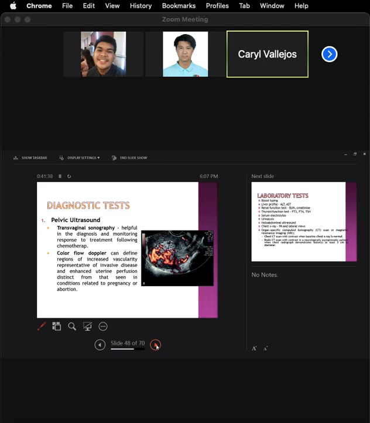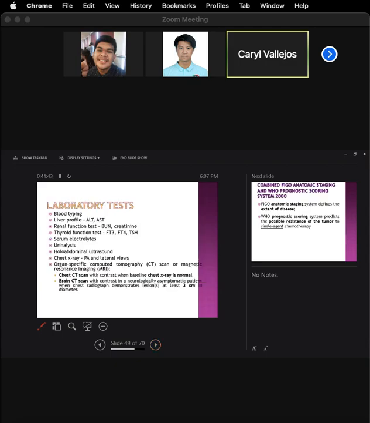So aside from your transvaginal ultrasound, again, you should ask for your blood typing, liver profile, renal function test, serum electrolytes, urinalysis. And aside from that, we will request your whole abdominal ultrasound, your chest x-ray again, and your organ-specific CT scan or MRI. So, these are the laboratory tests. The term for laboratory tests in patients diagnosed with GTN is the metastatic workup.